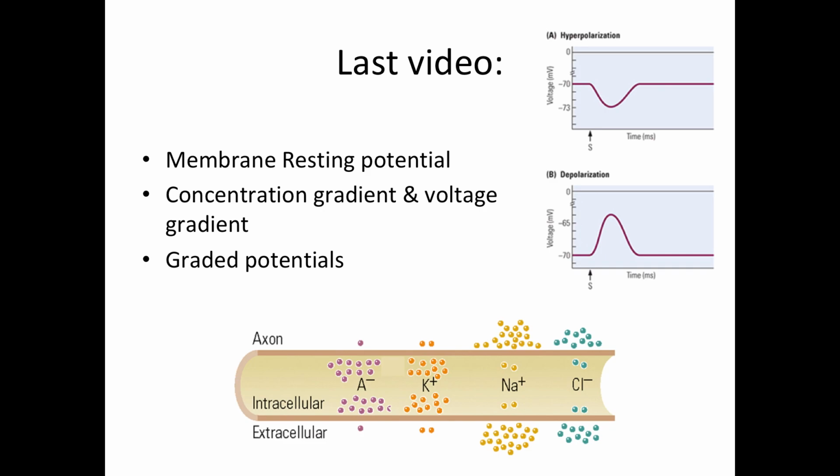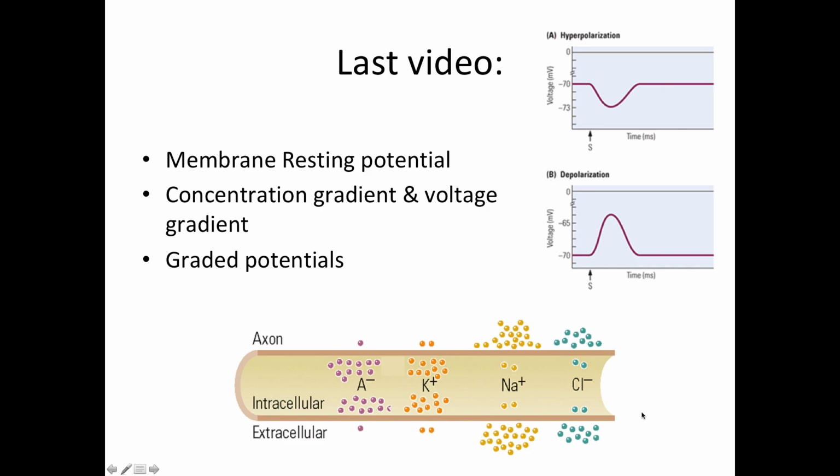So in the last video, we talked about the membrane resting potential. We also talked about concentration gradient and voltage gradients, and we talked about graded potential. If you remember, you had the hyperpolarization where the inside of the cell becomes a little bit more negative compared to the outside of the cell. And we had the depolarization where the inside of the cell becomes a little less negative, so a little bit more positive compared to outside of the cell.